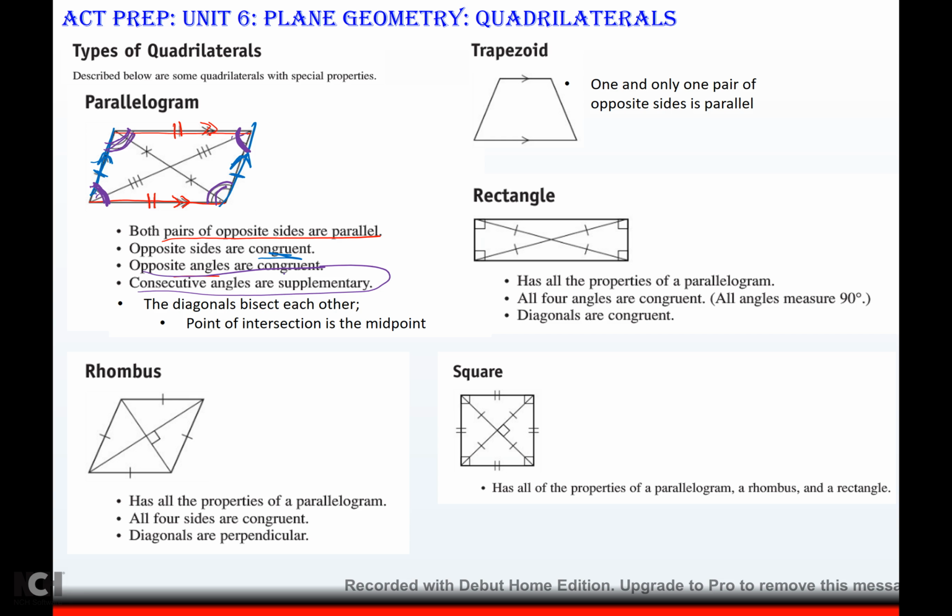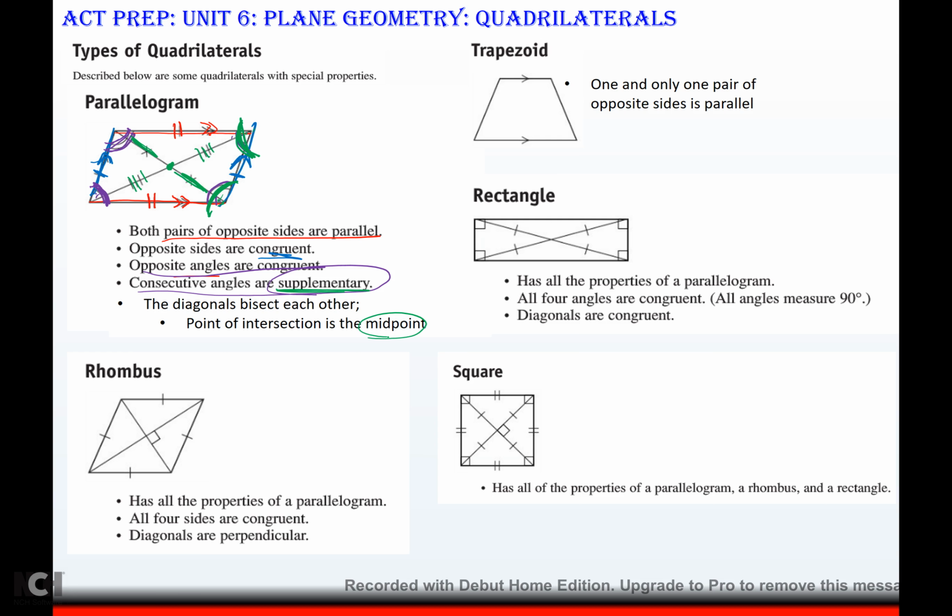And consecutive angles are supplementary. Consecutive means next to each other. So if I take this one and this one, they're consecutive. They're next to each other. Those are supplementary, so those have to add up to 180 degrees. The other thing that you need to know is that the diagonals bisect each other, which means they intersect each other where this half is equal to this half. And see the 3 lines here are equal to this half. The point of intersection is called the midpoint.